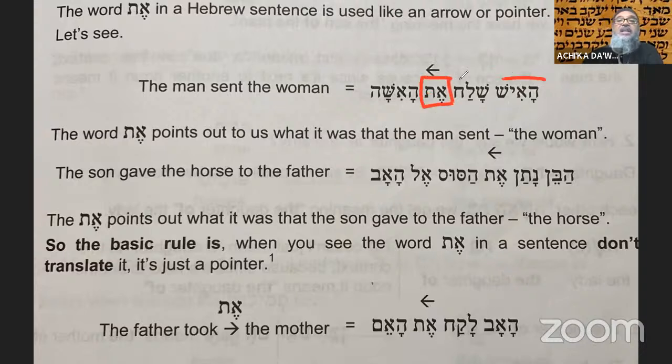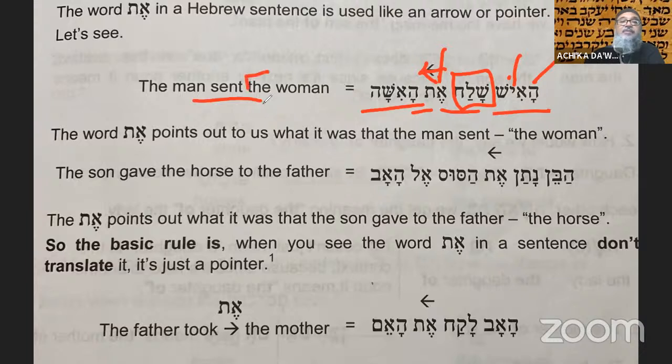So ha'ish, shalak, and how do you say the woman? Ha'isha. So it's not isha, it's ha'isha. Perfect. So ha'ish, shalak, eth, ha'isha. The man, he sent. Then it's telling you the arrow. What did he send? Ha'isha, the woman. He sent the woman.